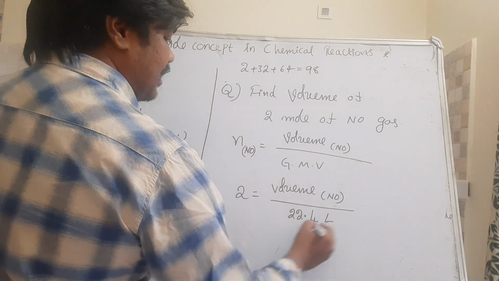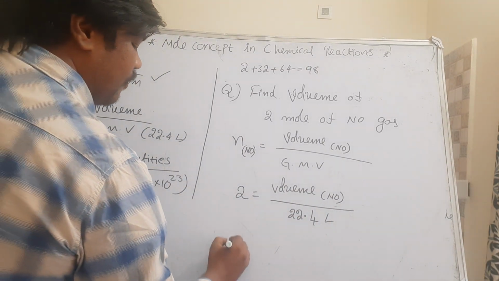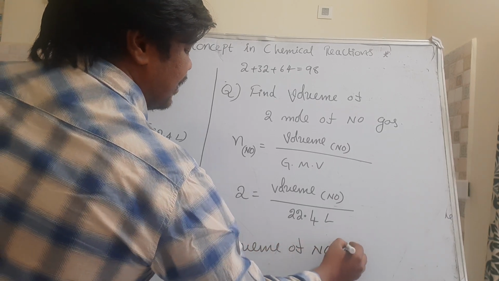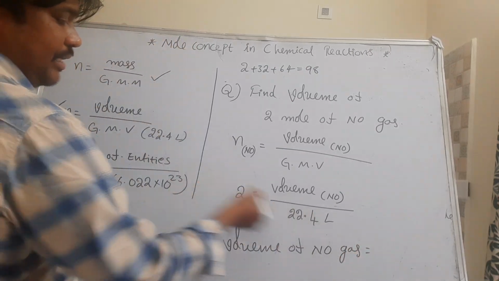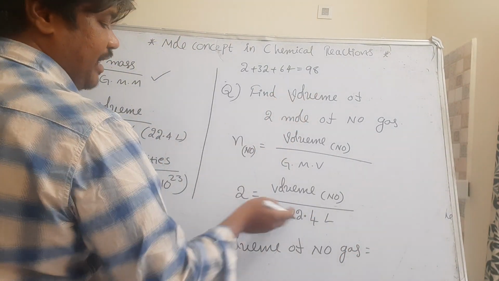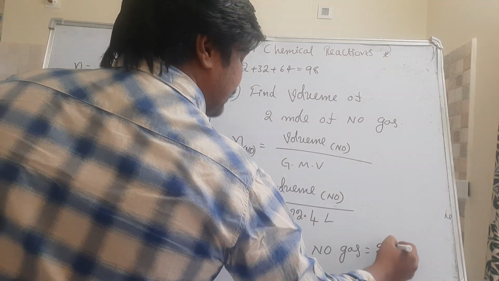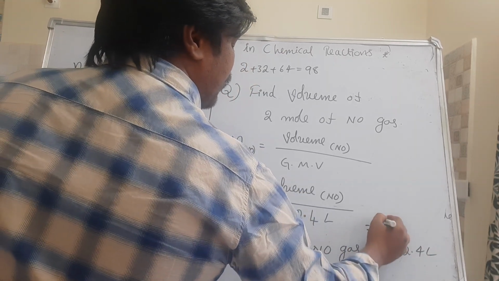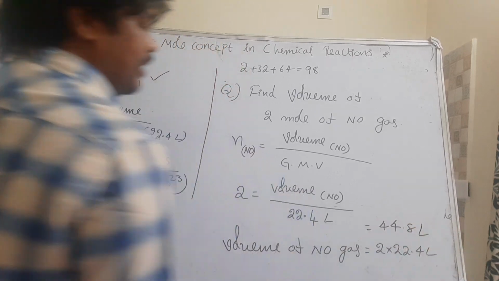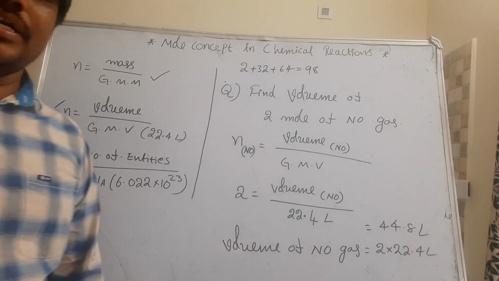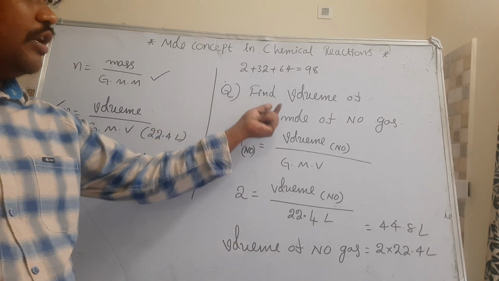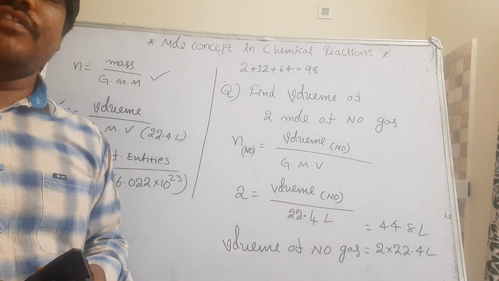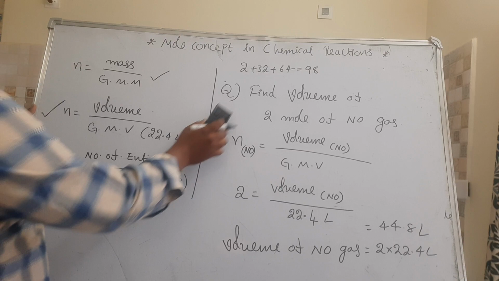Volume of NO gas is equal to, according to the given data, 2 into 22.4 liters. So your answer is 44.8 liters, students. You got it? That is the answer for this particular problem: find volume of 2 mole of NO gas. 1 mole occupies 22.4 liters, 2 moles occupies 44.8 liters. That's it. Next, find out.